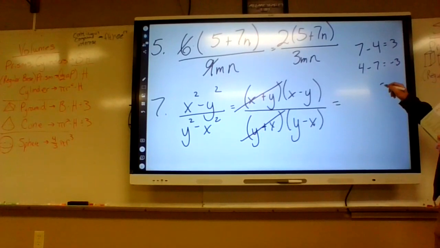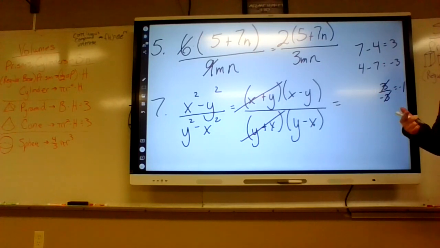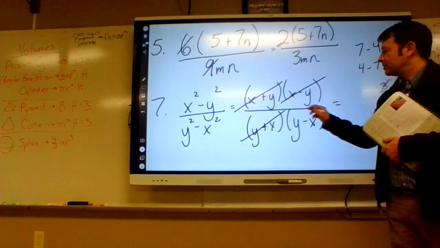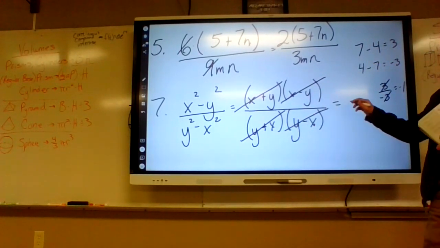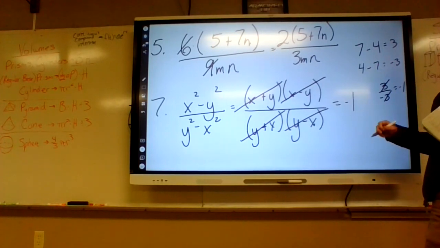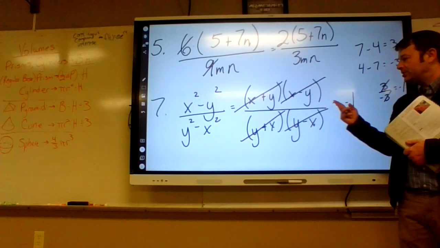Do opposites cancel out? Yes. What's 3 divided by -3? -1. They cancel out, but they leave a negative behind. So this divided by this is -1. This divided by this is basically 1. -1 times 1 is -1.